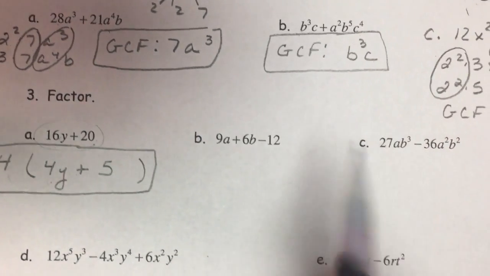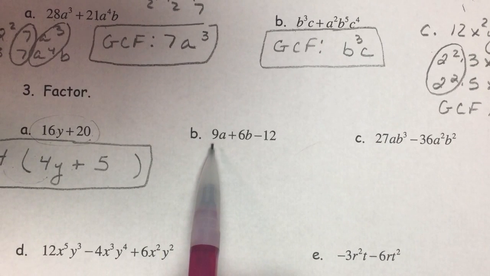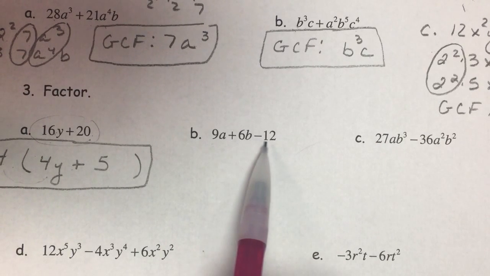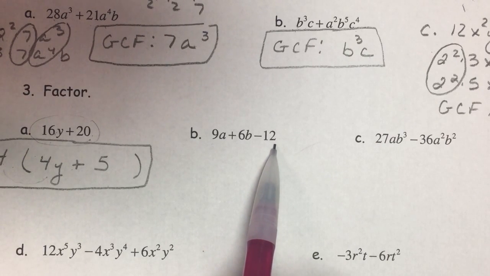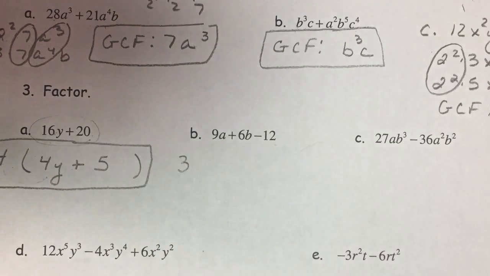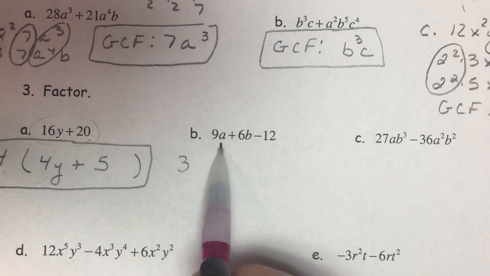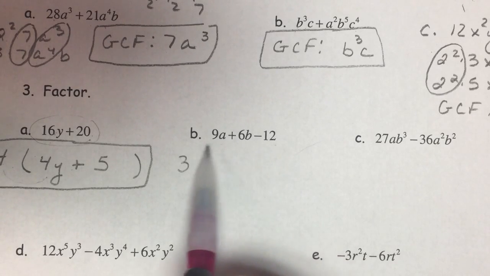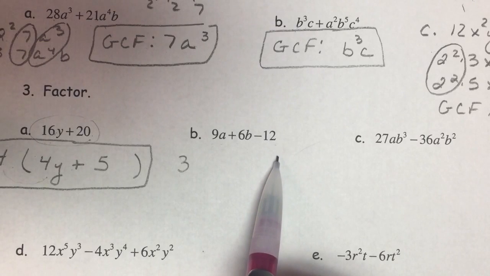If we look at B, what is the biggest thing that divides into 9, 6, and 12? Well, hopefully you can figure out that that's going to be 3. That's going to come out of all of them. Now, do they have an a in common? No. Do they have a b in common? No. You can only take out what all of them have in common.